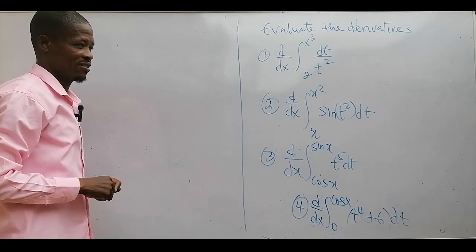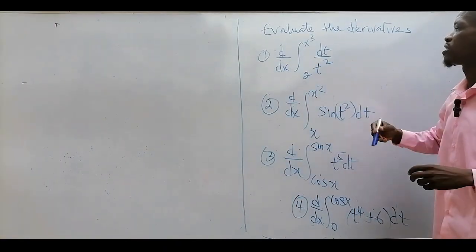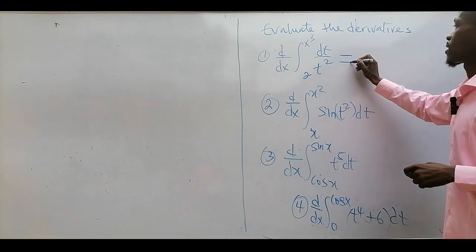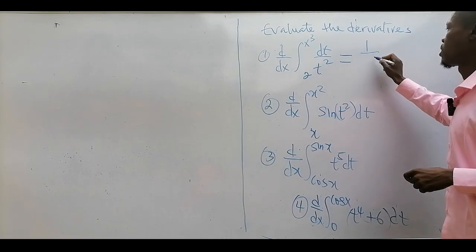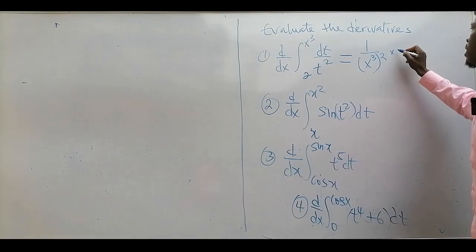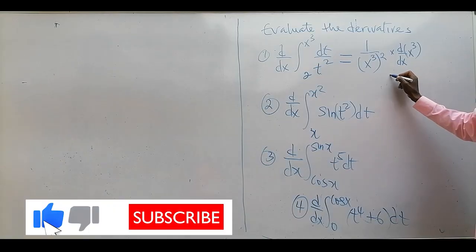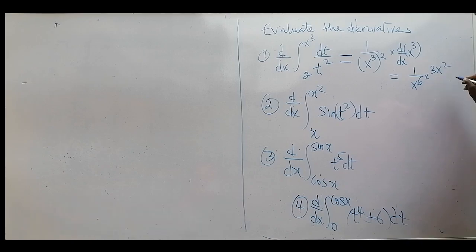Evaluate the derivatives. The first one, we have the derivative of this integral, which is very simple. Make a substitution. Your t is x cubed, so that's 1 over x cubed squared, and then times the derivative of x cubed. That will give you 1 over x to the 6 times 3x squared. So with that, we are going to have 3 over x to the 4.